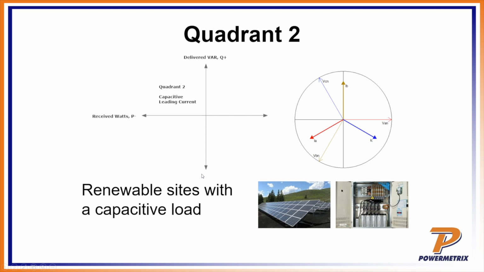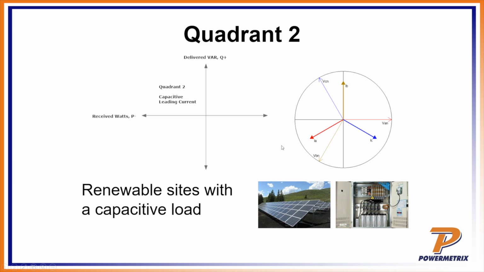If we move to quadrant number 2, we've now gone from an inductive circuit to a capacitive circuit. We've also changed sign on our watts, so we've gone from positive watts to negative watts. So that now means that rather than the utility delivering watts to the customer, the utility is now receiving watts from the customer. A good example of that, of course, would be a renewable site, for example, a solar site. In this particular quadrant, we still have positive VARs, but we now have a capacitive load, which means it's leading the current.